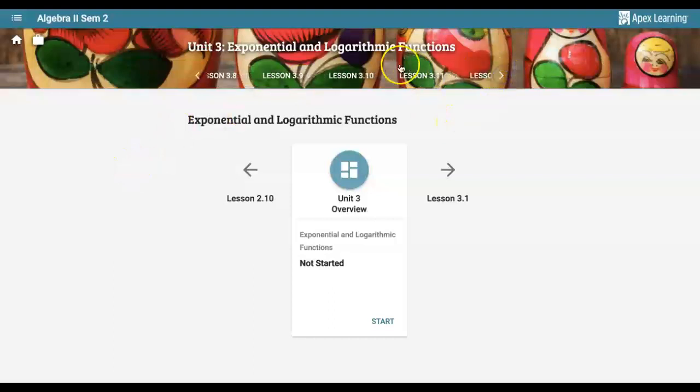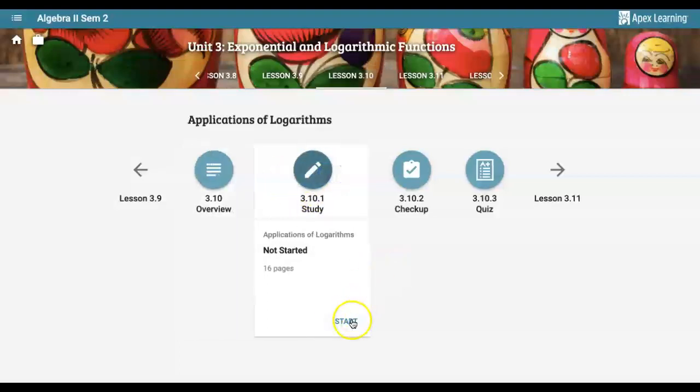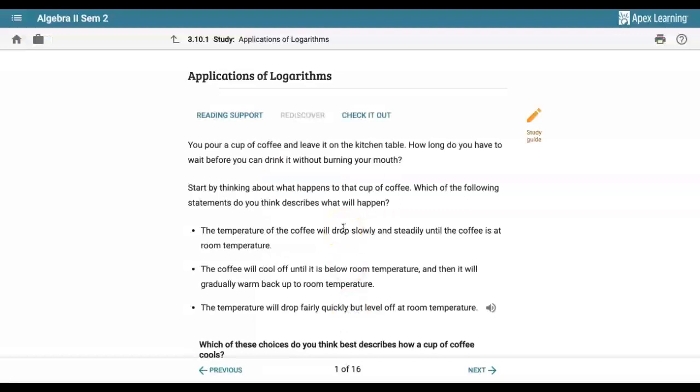If we look at lesson 3.10, we've been dealing a lot over the last couple of days with logarithms. So what we're going to do is look at some of the real world applications of logarithmic functions. The first application we're going to take a look at is what happens if we pour a cup of coffee and leave it on the kitchen table. Hopefully this is the same question you have that I do: how long do I have to wait before I can start drinking this coffee without burning my mouth?